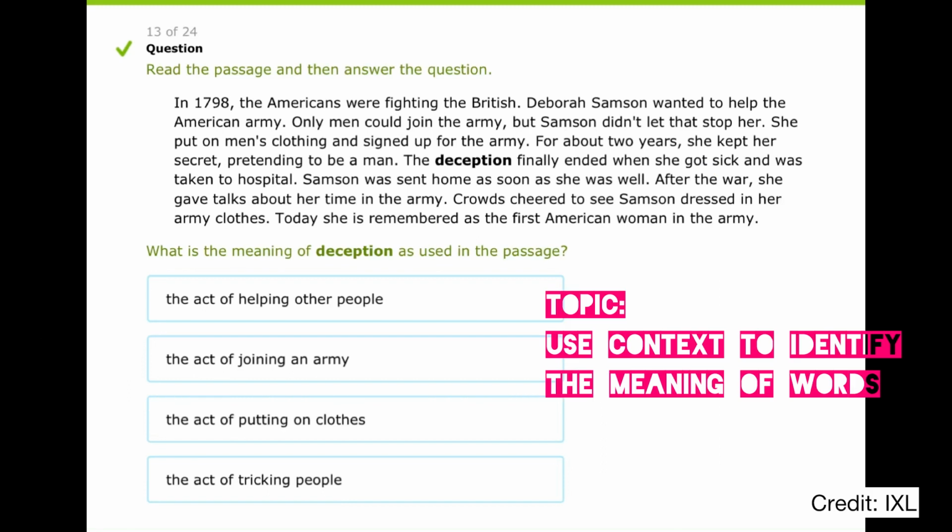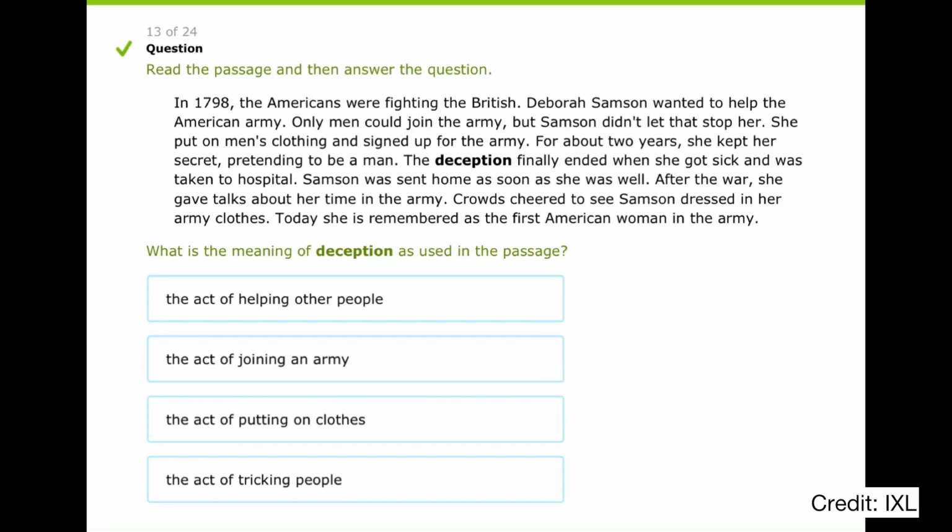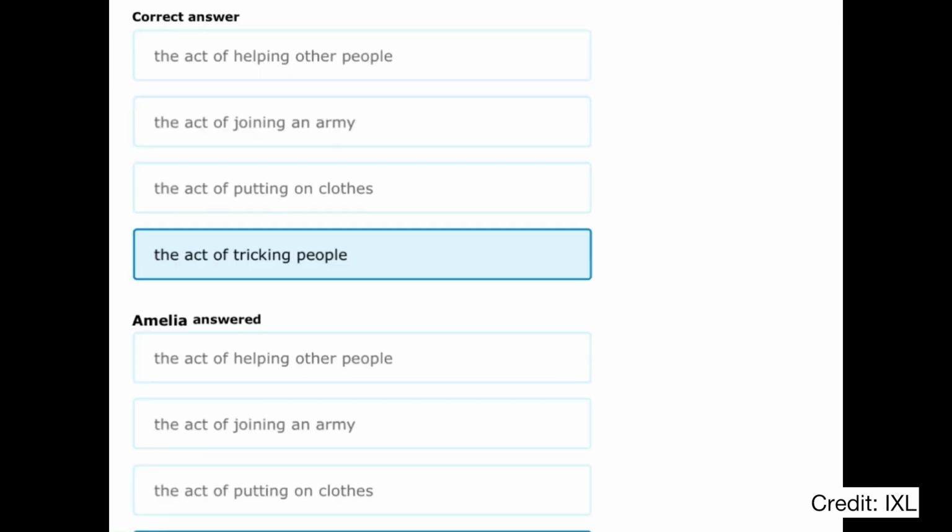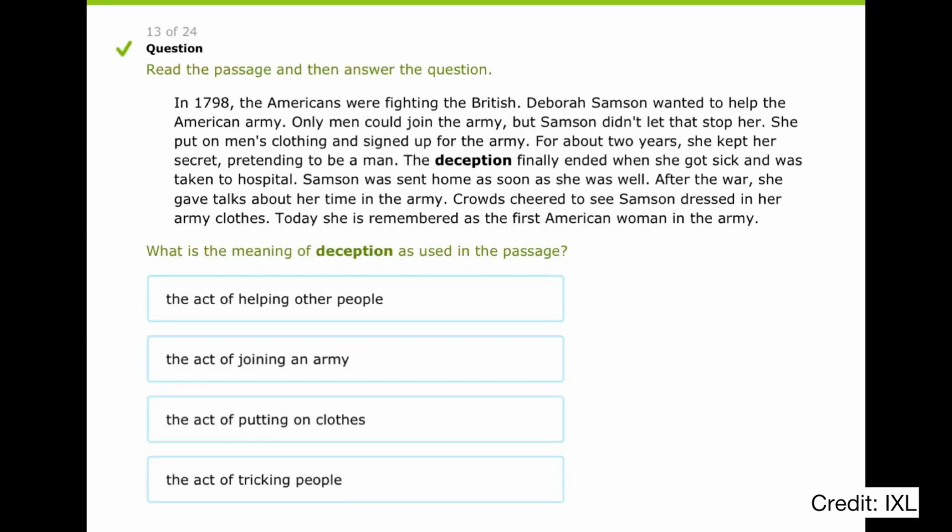I practiced using context clues to identify the meaning of a word. If you don't know the meaning of a word, you can look for context clues. Context clues are words or phrases that help you figure out the meaning of a word you don't know. In this question, I needed to figure out what deception meant.